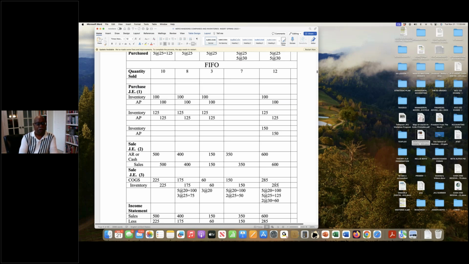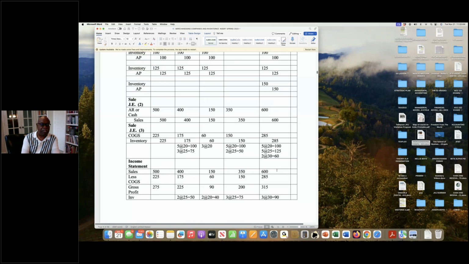So we get ready to work off our income statement. Sales 600, cost of goods sold 285, gross profit 315. We have 3 left in inventory at 90. So how we coming on running our shoe store?